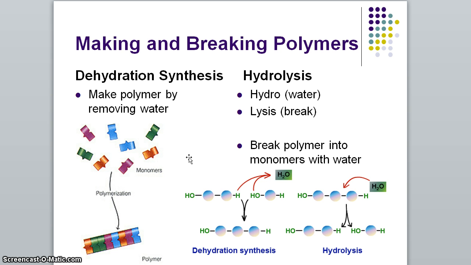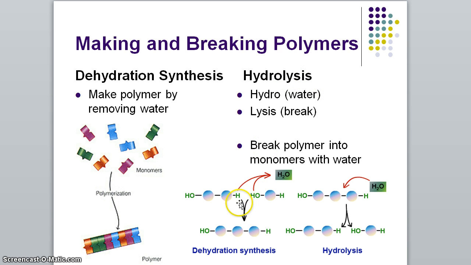So when we're making and breaking polymers, we have 2 different processes. Dehydration synthesis, so making a polymer by removing water, and hydrolysis, breaking a polymer into monomers with water. So a good way to think about things in biology is to think about root words. Hydro right here, water, lysis means to break. You're going to see that several times.